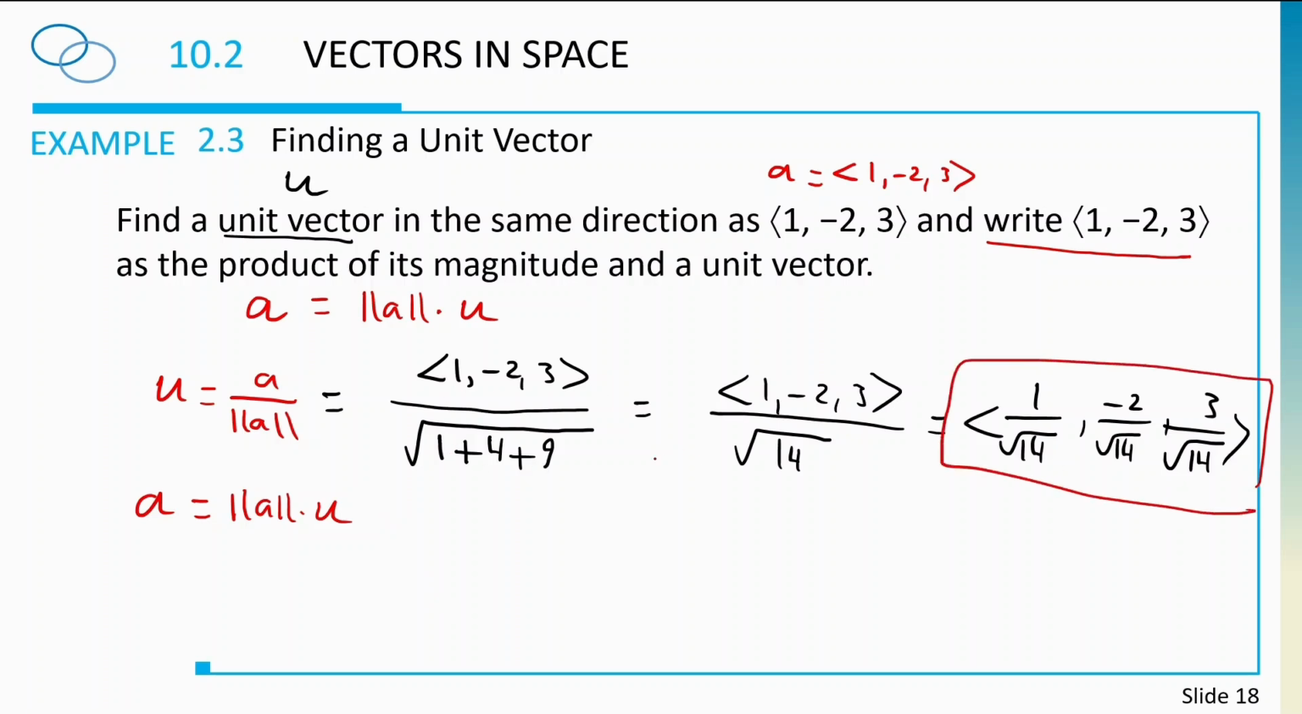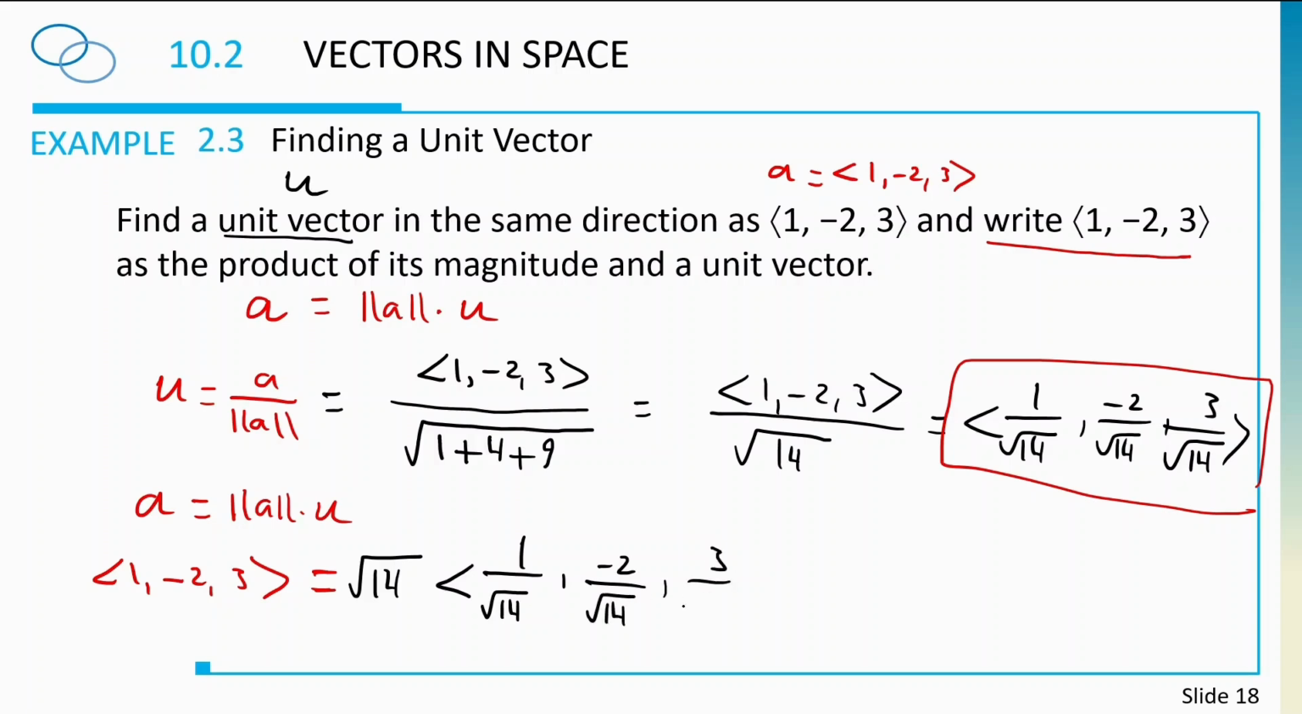And this is the magnitude, radical 14. So A is (1, -2, 3), which equals the magnitude of A, which we already calculated as radical 14, times u, the unit vector in the same direction, which is this one: 1 over radical 14, negative 2 over radical 14, 3 over radical 14. So we wrote it in the format that they asked for.